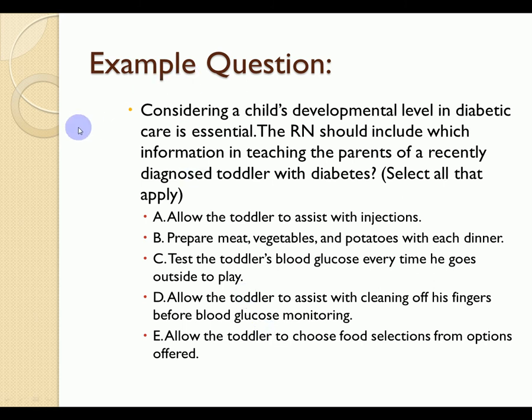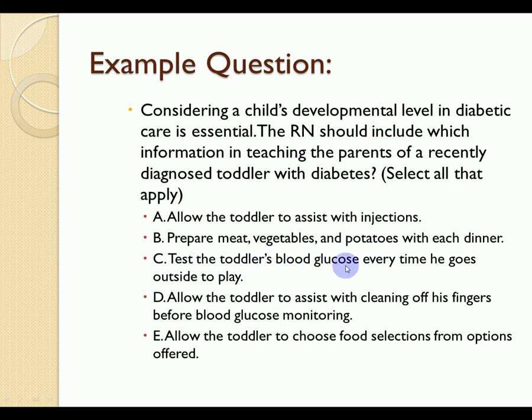So here's an example question. Considering a child's developmental level and diabetic care is essential, the RN should include which information in teaching the parents of a recently diagnosed toddler with diabetes? Select all that apply. Allow the toddler to assist with injections. Remember, we said that was school age. Prepare meat, vegetables, and potatoes with every dinner. Not necessarily potatoes. Remember, go back to the plate scenario that we talked about and visualize your plate.